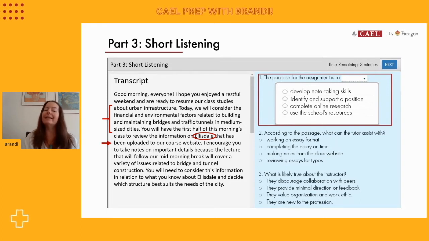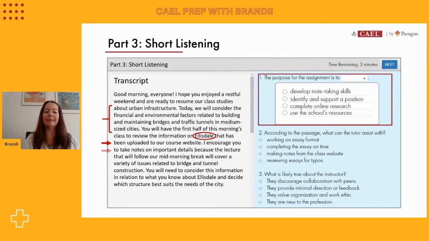So as the instructor continued to talk, you might notice that some of these ideas mentioned are fairly close to some of the answer choices over on the right-hand side. So the first thing that was mentioned is about notes being uploaded on a course website. Now, when you look over at the answer choices on the right, you'll see the third one down, answer choice C, actually talks about doing online research. So at a first glance, you might think that could be the answer.